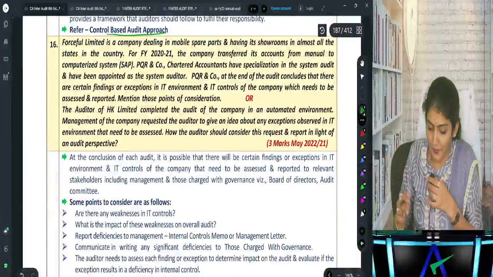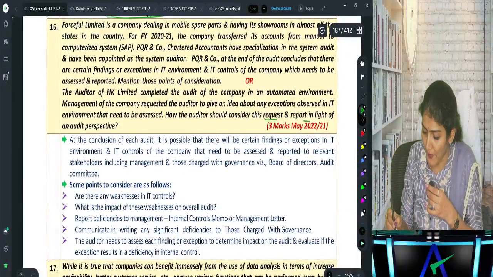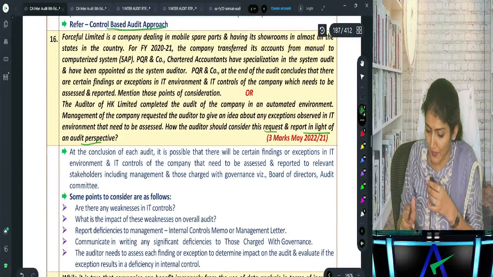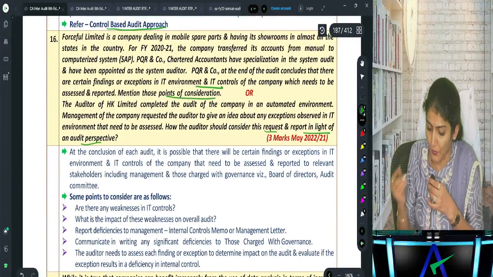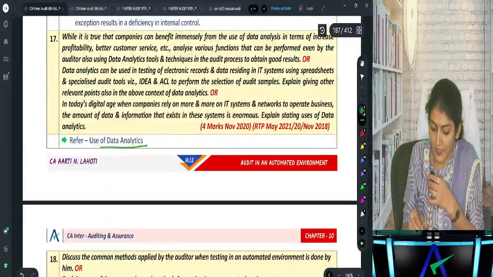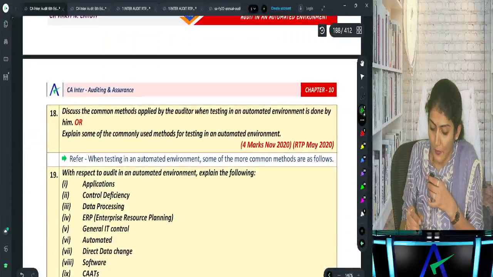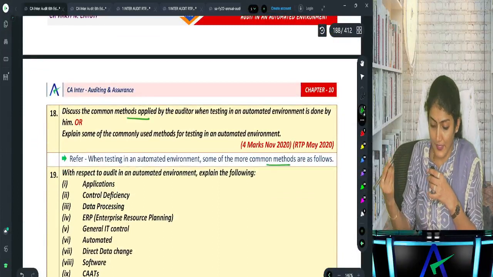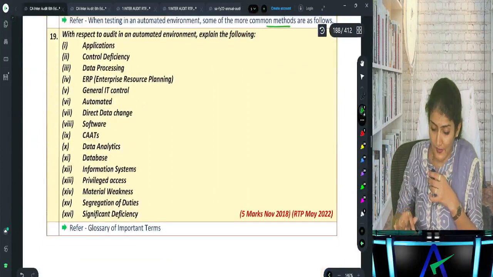Then after that, you have the question regarding the request and report in light of an audit perspective, the IT environment and IT control. What are the points of consideration, right? And then a question regarding use of data analytics. Then what are the common methods for testing in the data analytics.